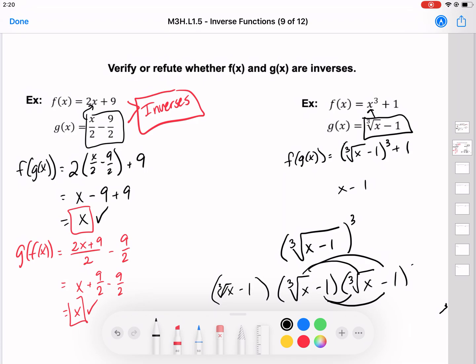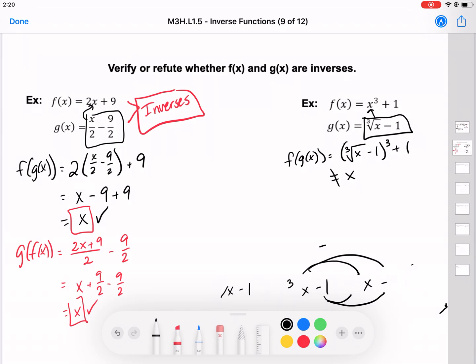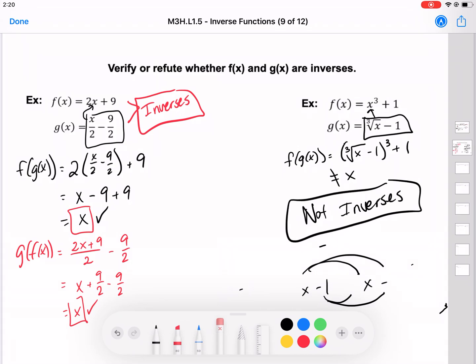So since the minus 1 isn't under the cube root, this will not equal x because there's no way that this section's going to equal x minus 1. So we're actually good to go. We know it's not an inverse right away, so we just say not inverses of each other. Even if they look similar, they are not inverses. So that's just a nice way that you can double check that what you've done is an actual inverse.